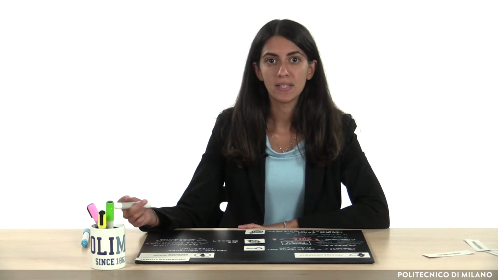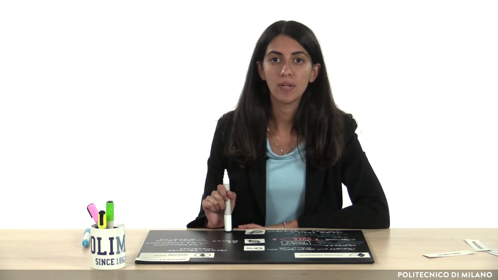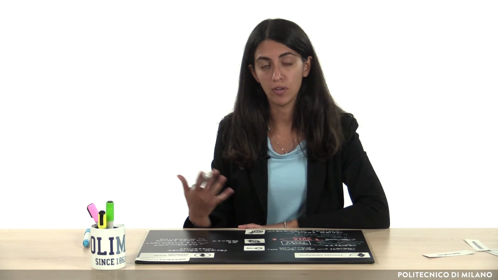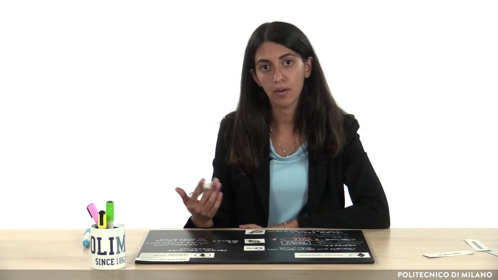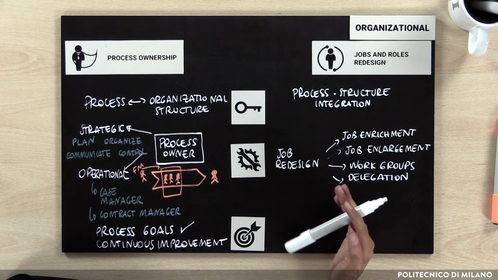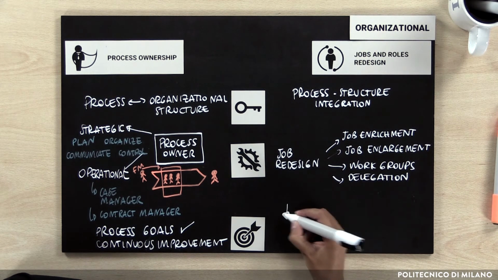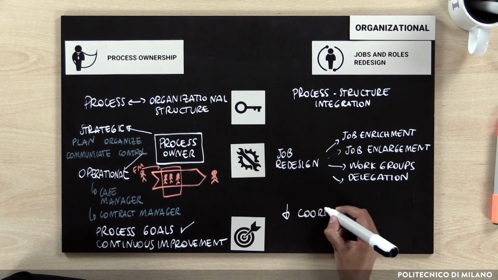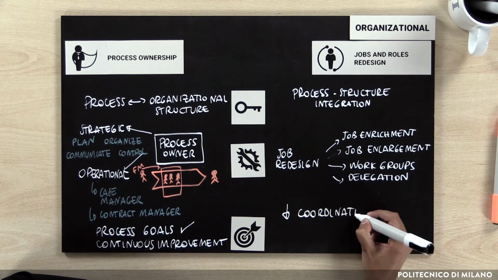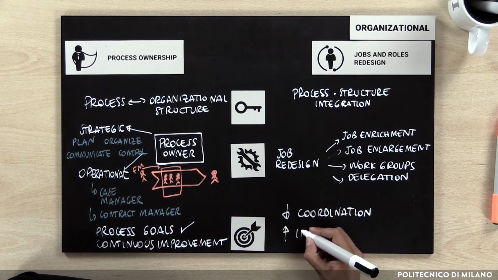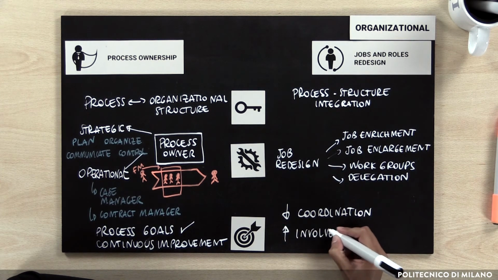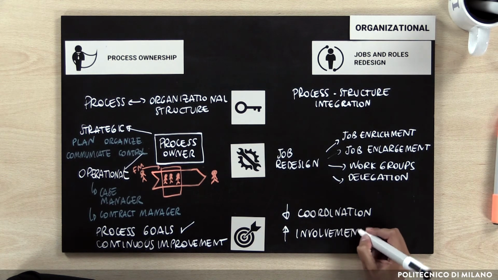In general, we can say that job redesign can help the organization in reducing the number of hierarchical levels, becoming flatter, and consequently fostering a horizontal flow of information and therefore a process orientation. Which are the benefits of this principle? Through job and roles redesign, not only we reduce the need for coordination, but we also increase involvement of the people working in the process, and consequently there could be a positive motivational effect on the adoption of the process orientation.